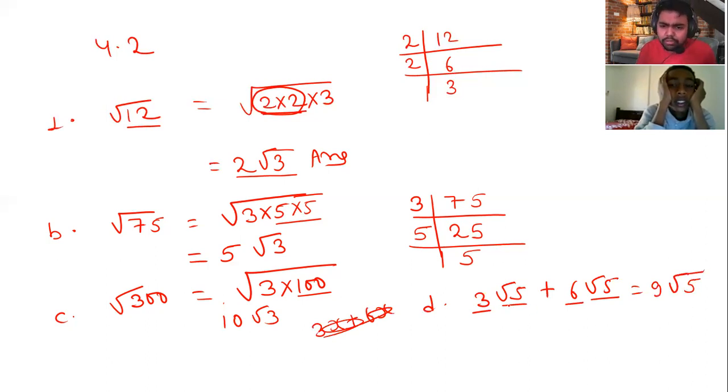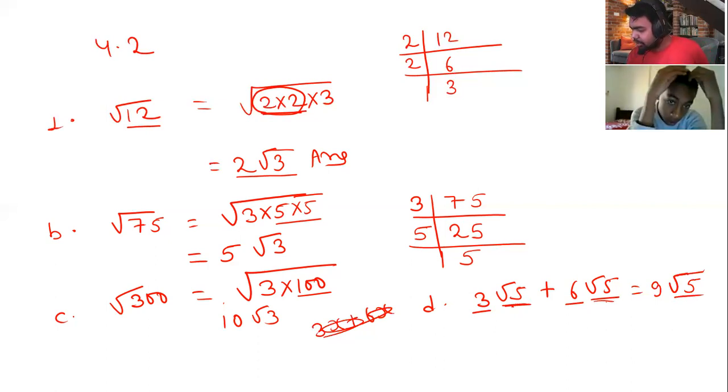Suppose that these root 5 are acting as variables, the same variable. This is like 3x, this is like 6x. How do you add? 3x plus 6x is 9x. That is 9 root 5. It is acting like x. Is it clear? Now we have question number E.